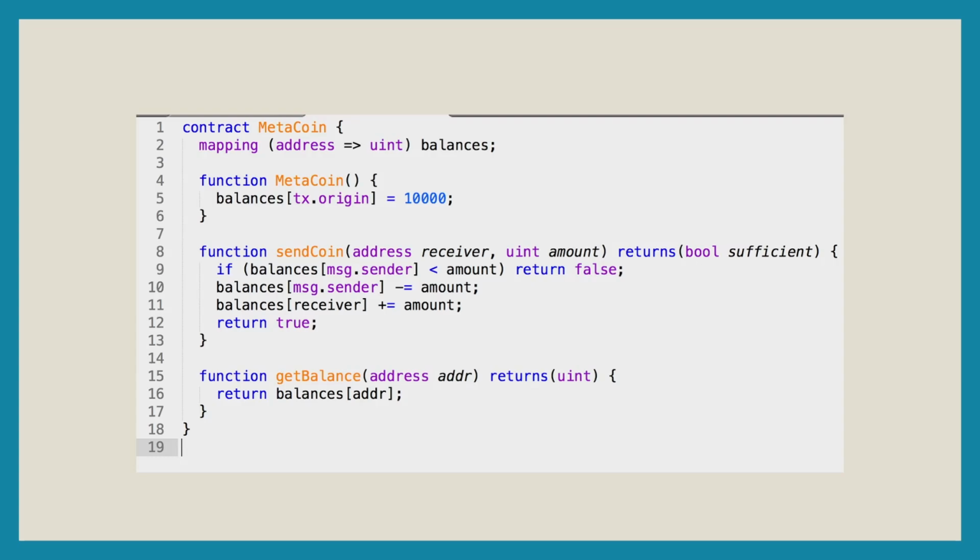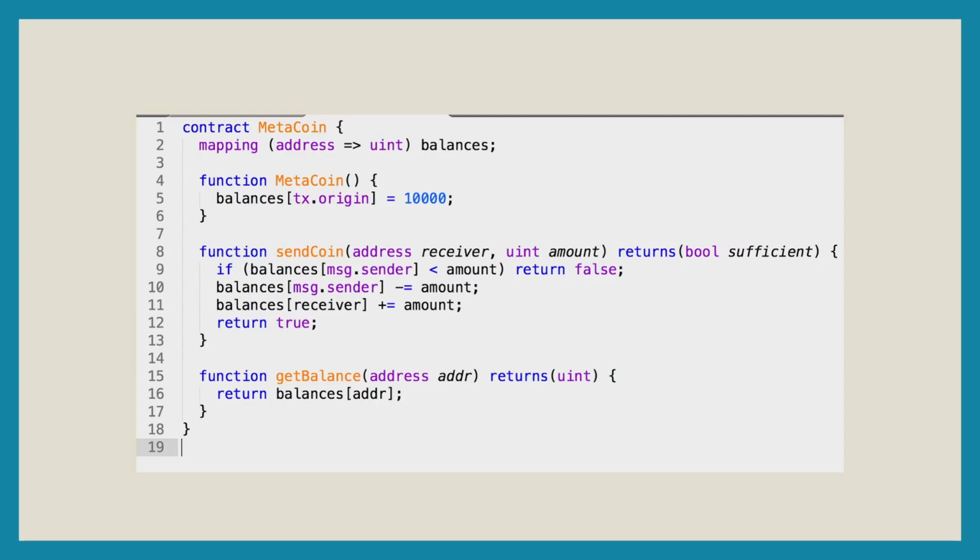Next is the sendCoin function. Function sendCoin, with address receiver and uint amount as the parameters, returns bool sufficient. This function allows users to send metacoins to another address. So we have conditions here, right? If balances[msg.sender] is less than amount, return false. So it checks if the sender has enough metacoins to send. If not, it returns false. Balances[msg.sender] minus equal to amount is deducted from the sender's balance, right? Balances[receiver] plus equal to amount adds it to the receiver's balance, and it returns true if the transaction is successful.